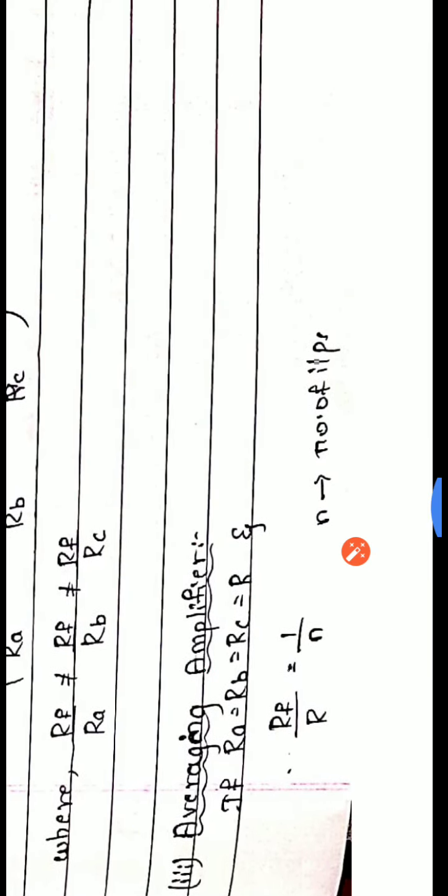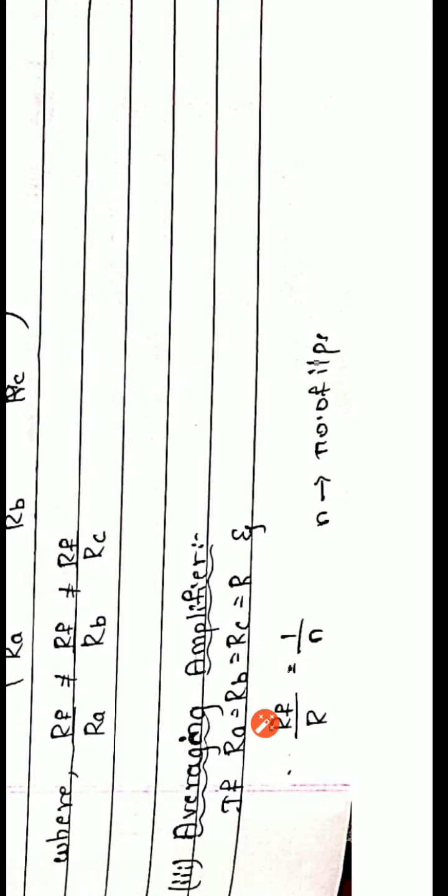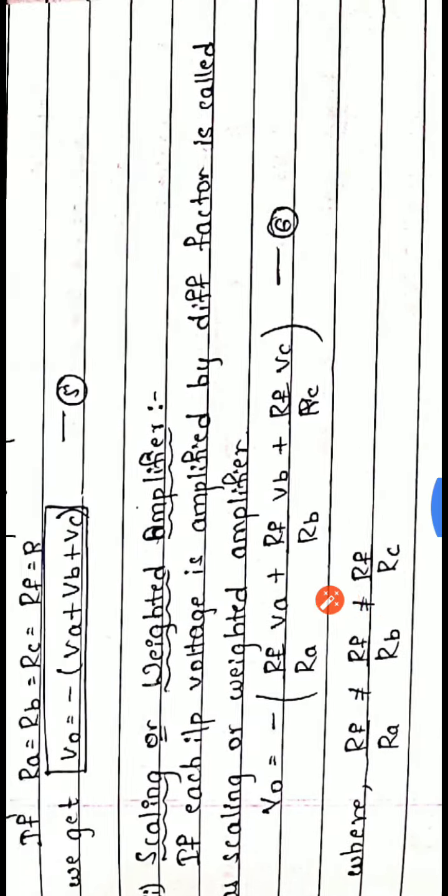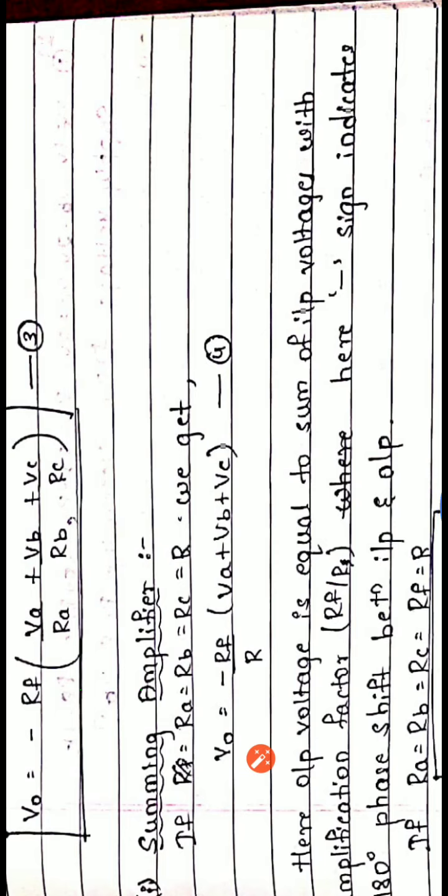Now similarly we will do it for averaging. Averaging is nothing but taking the average of three input signals. To do that, I have to assume RA, RB, RC equal to R, and another important condition, RF by R should be equal to 1 by N. Here N is the number of inputs. Here the given inputs are 3, so RF by R, that is 1 by N, should be equal to 1 by 3. If I substitute that value in the equation, V0 equals RF by R, which is 1 by N, and N equals 3 becomes 1 by 3.